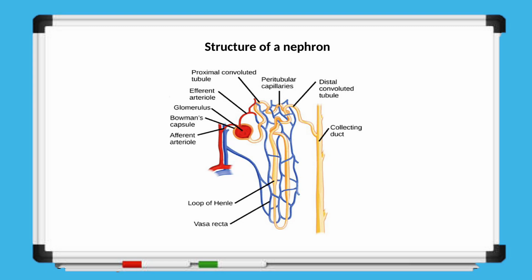The glomerulus itself is a dense, spherical network of capillaries located within Bowman's capsule. Surrounding the glomerulus, the Bowman's capsule is a cup-like sac that marks the start of the nephron tubule. The peritubular capillaries are a network of vessels surrounding the proximal and distal convoluted tubules, while the vasorecta are long, hairpin-shaped vessels running alongside the loop of Henle.